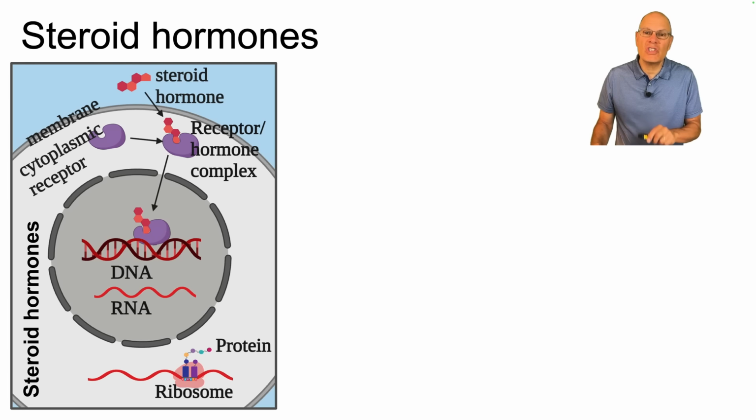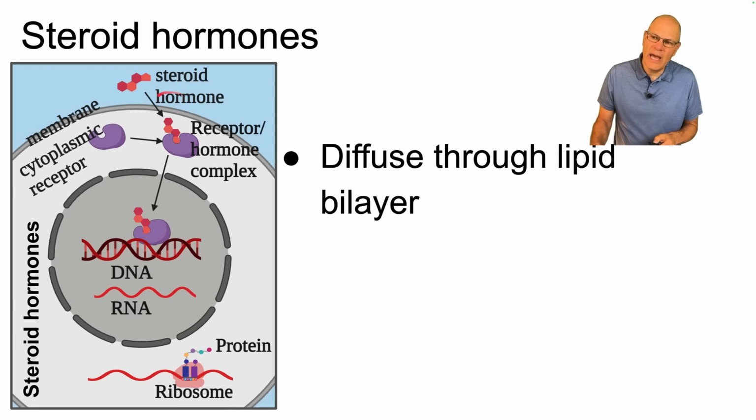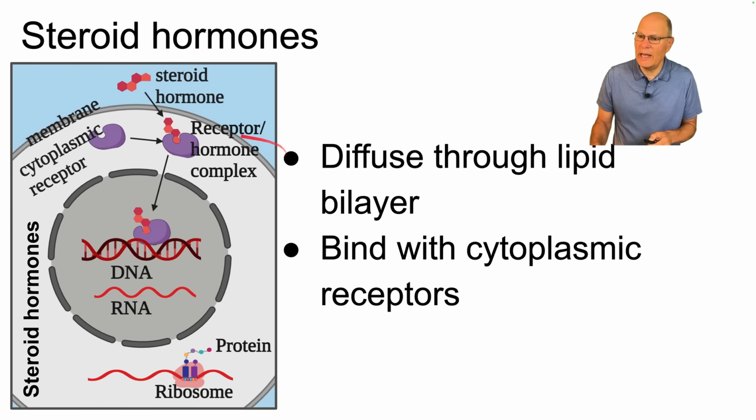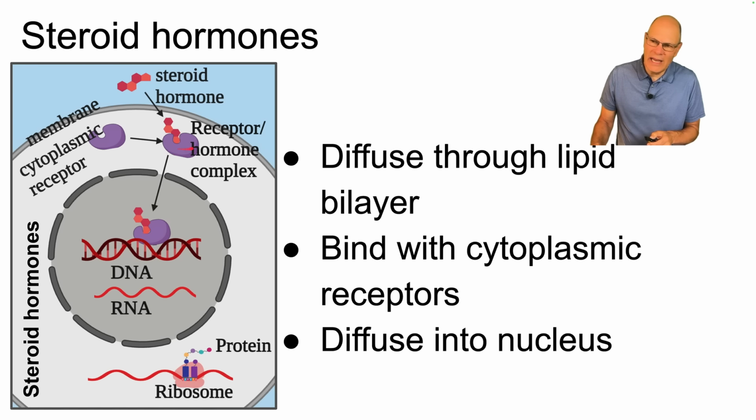Steroid hormones work somewhat differently than the polar hormones that I've demonstrated in the previous slides. The reason is that because they're steroids, they can diffuse right through the phospholipid bilayer. Once they're in there, they bind with cytoplasmic receptors. They can then, as a receptor hormone complex, diffuse into the nucleus and activate genes.